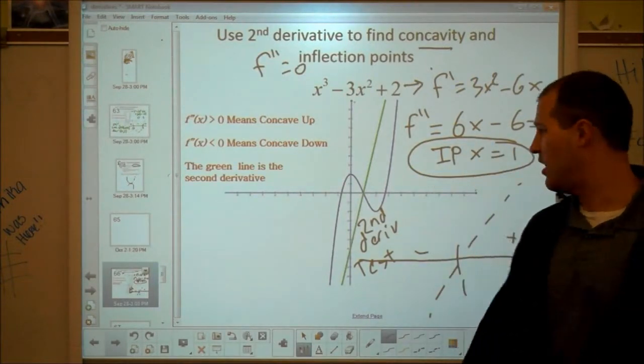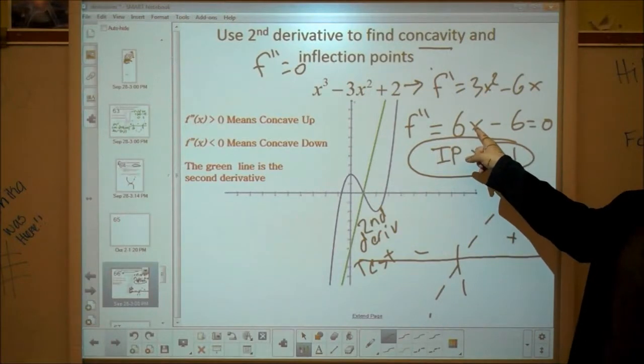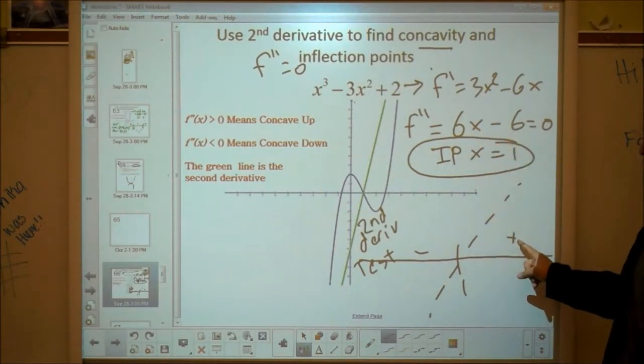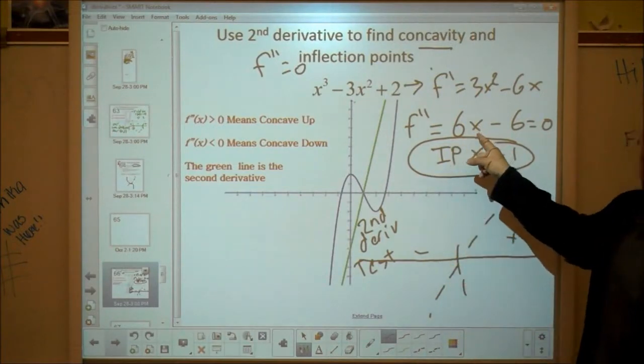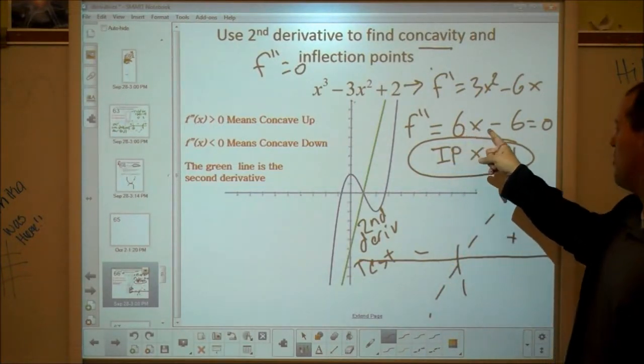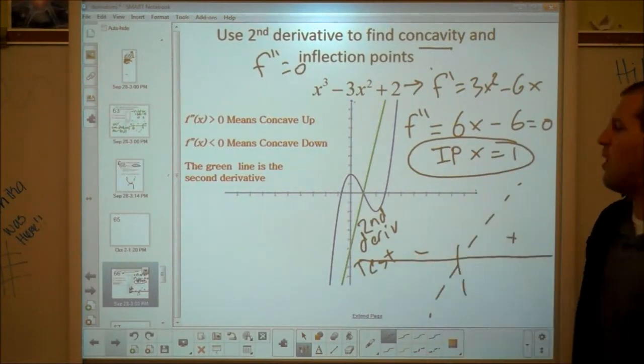Or, if you like plugging in numbers, how about we try a skillion? Let's plug in a skillion. 6 skillion minus 6 is definitely positive. There you go, it's over to the right. Plug in a number down there. How about negative a skillion? 6 times negative a skillion is a big negative number. Minus a number is even further down, so that's a negative. We're talking negative y values, okay?